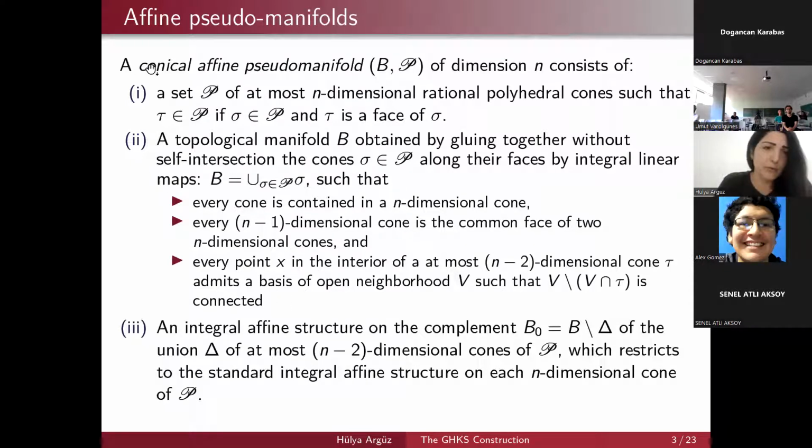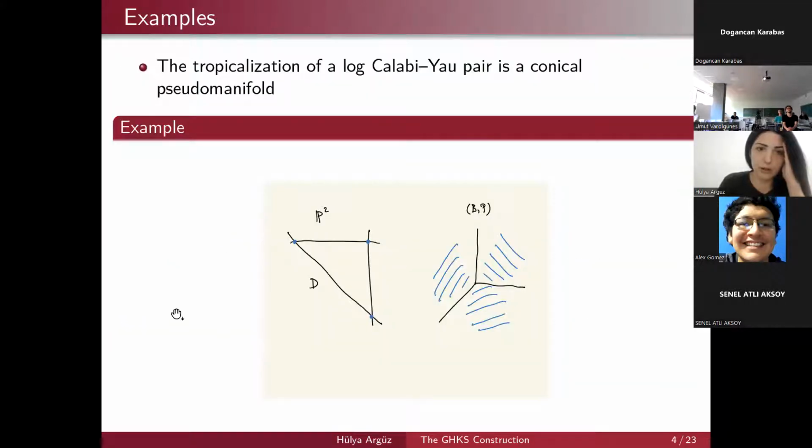And if you want to consider Calabi-Yau varieties which are not compact, then you cannot assume this conical condition, so the definition will be more complicated. The stereotypical example is if you look at the tropicalization of a log Calabi-Yau pair, it's a conical pseudo-manifold like this toric fan.